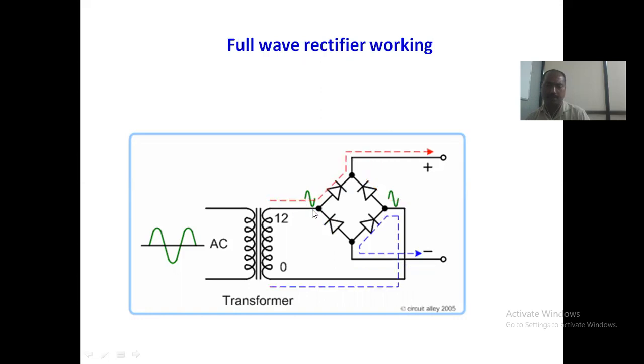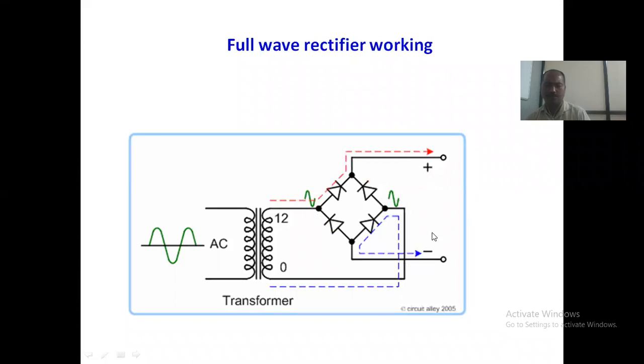This diode should be conducted because its cathode gets the minus, and at the same time plus voltage is coming across the other side. So during this, D1 is not conducted, only this diode is conducted, so positive voltage is coming across the output. Either in the positive half cycle or the negative half cycle, we get the output.